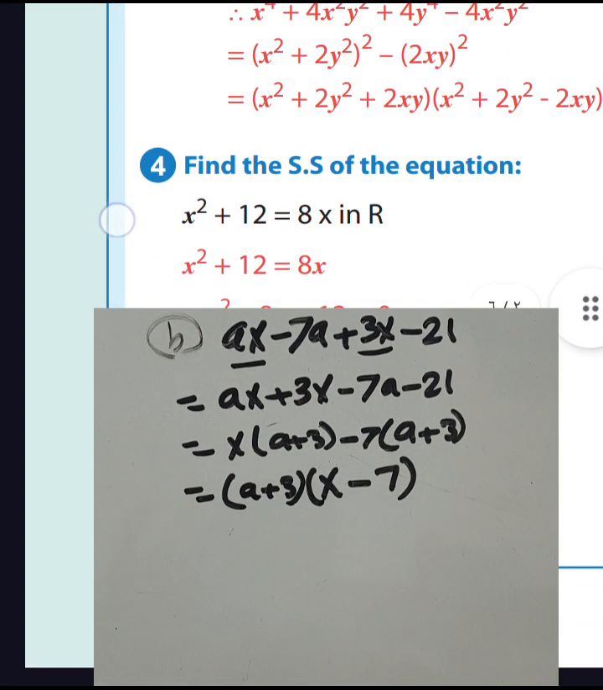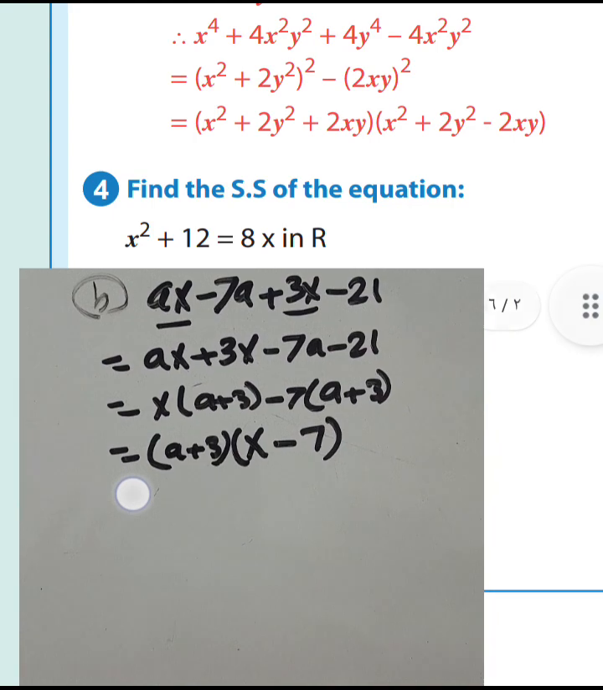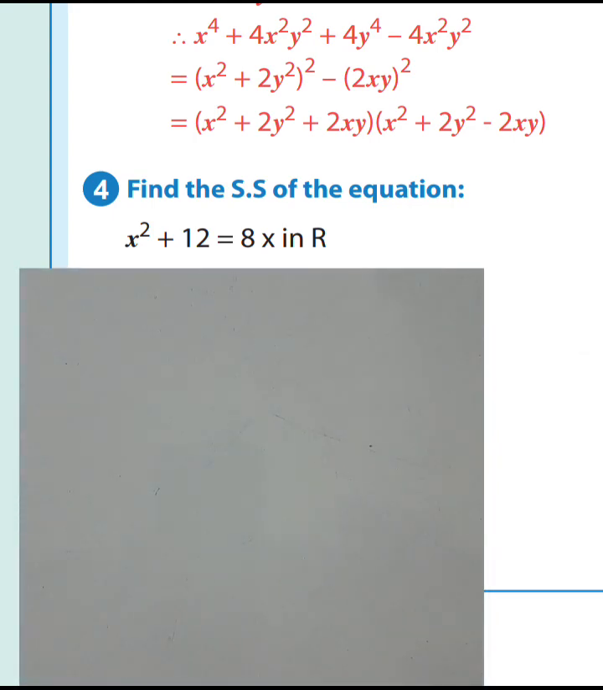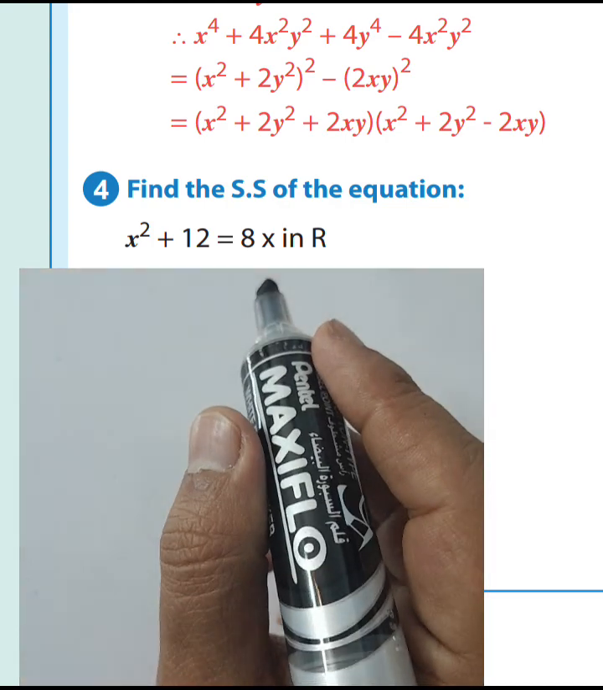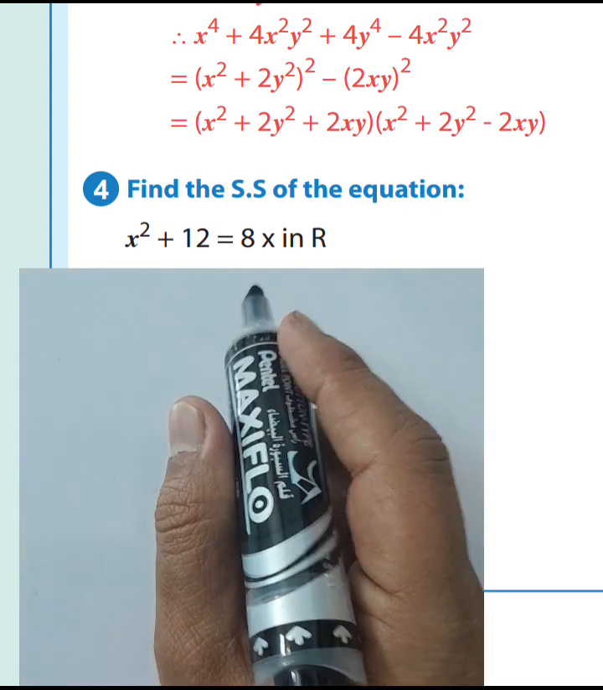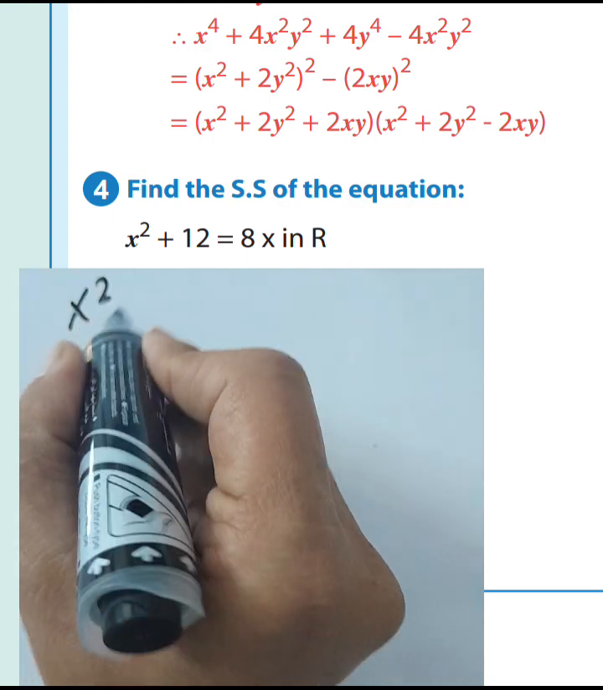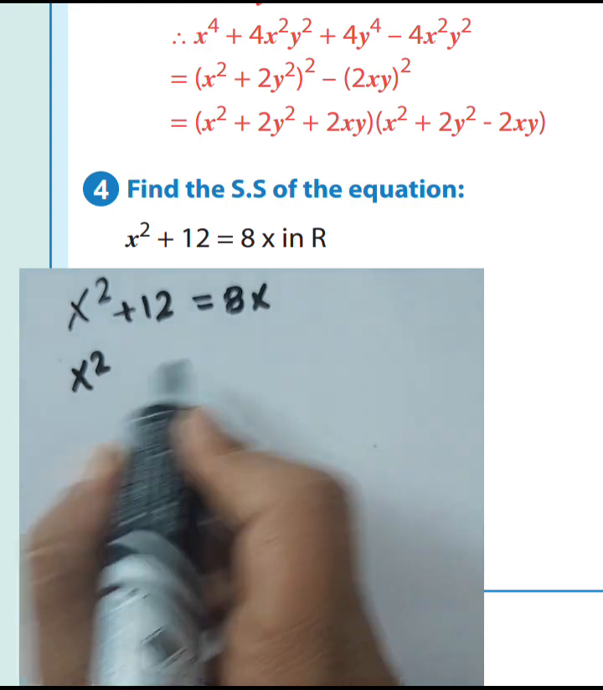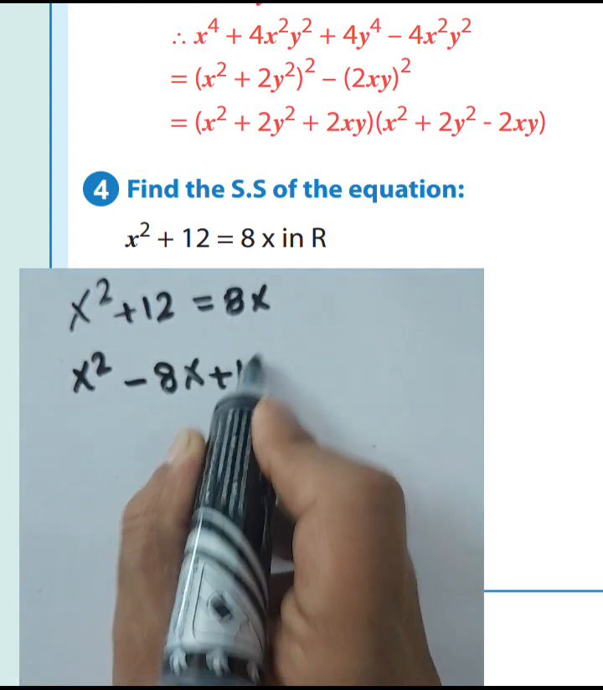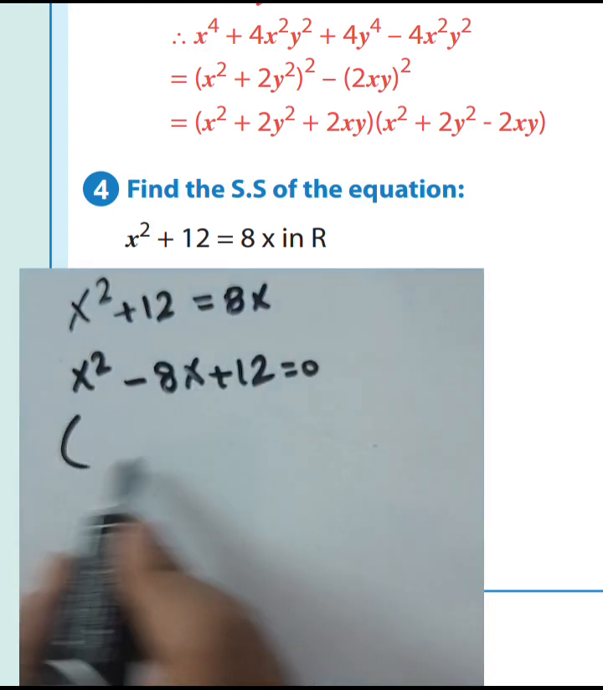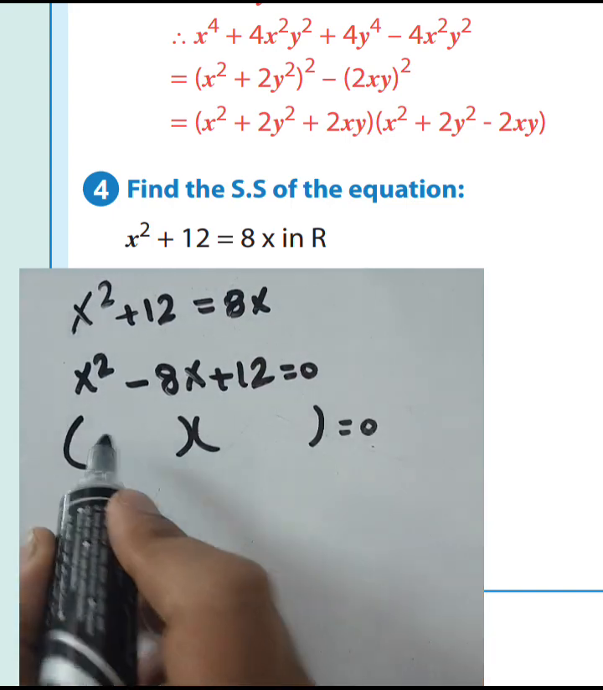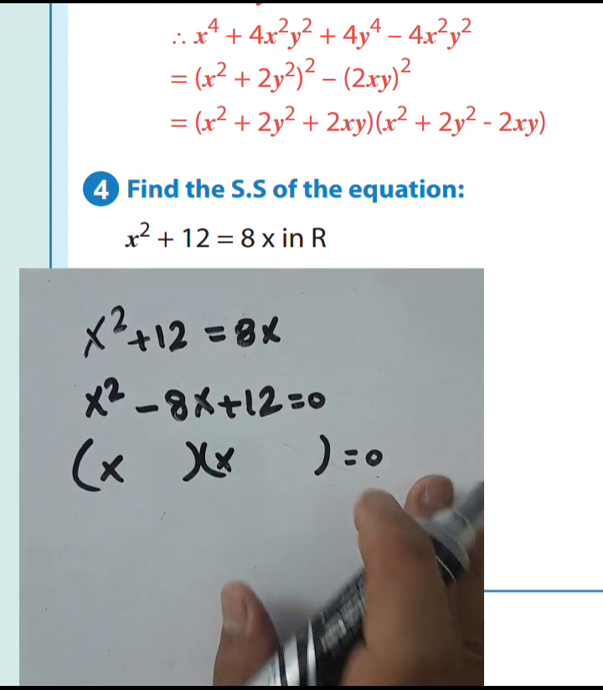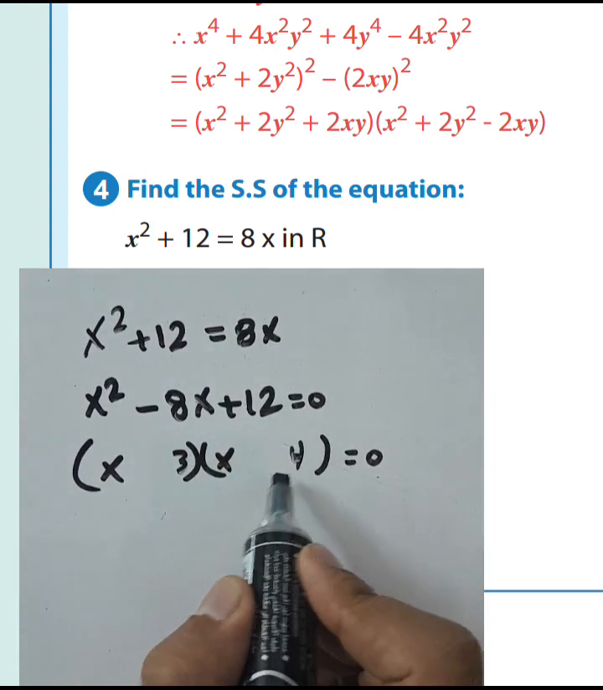Next example, find the solution set of the equation in R: x power 2 plus 12 equals 8x in real numbers. We can move 8x from the right hand side to the left hand side and change the sign. Then you can write x power 2 subtract by 8x plus 12 equals 0. And then you can factorize this. X power 2 will be x product by x. And we have 12 equals 3 times 4.